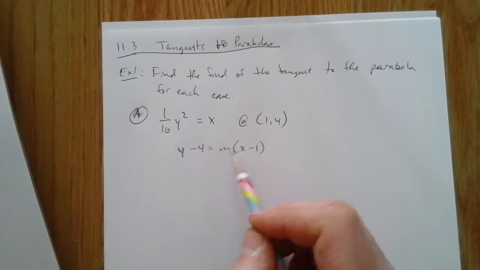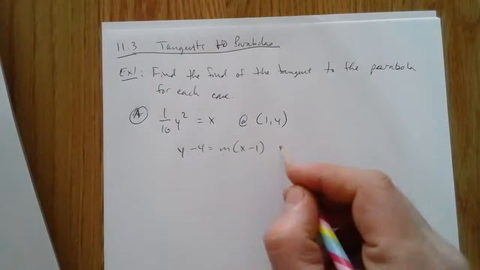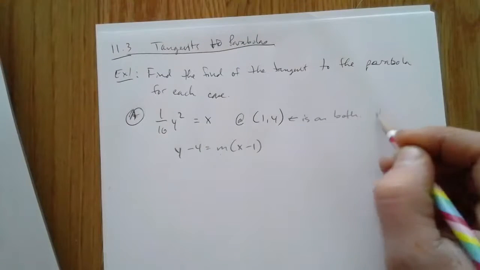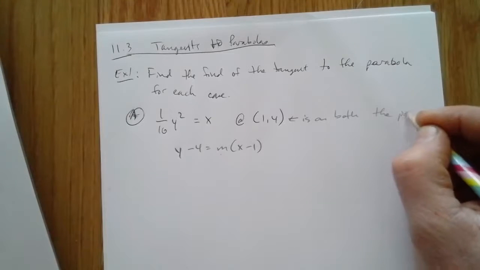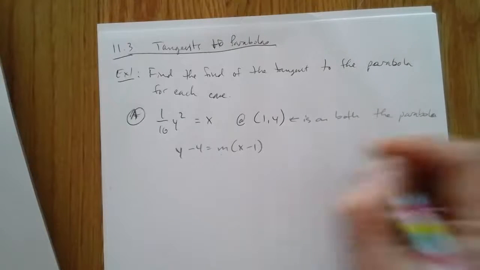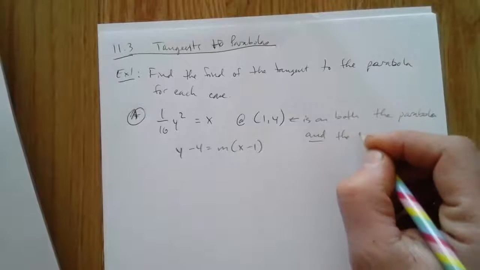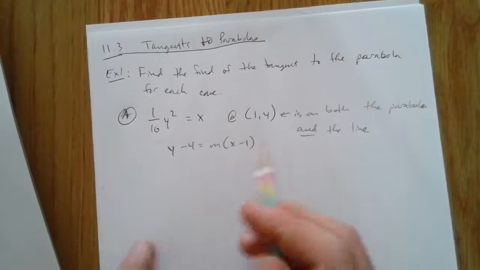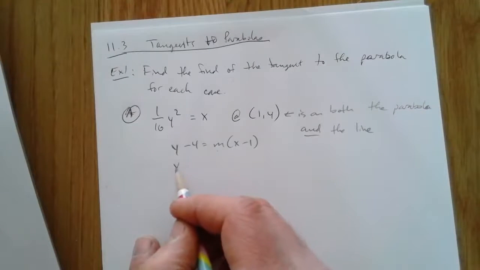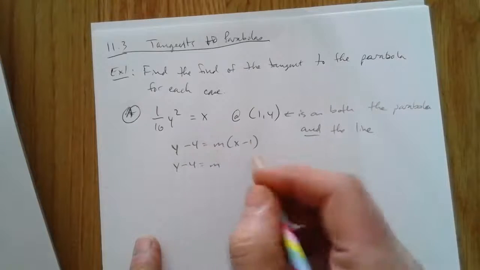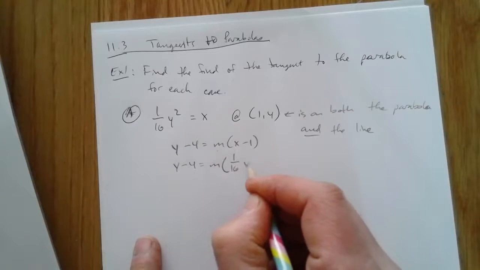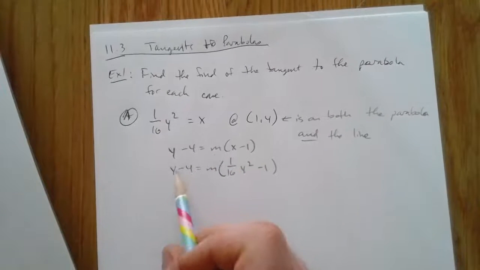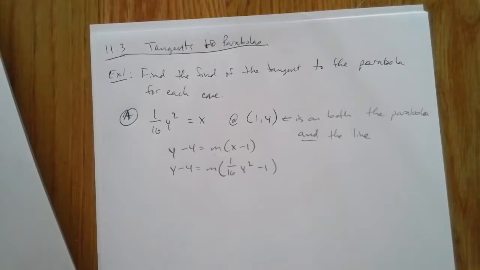We know that this point is on both the parabola and the line. So basically we need a case where both of these are true. Because it's on both, we can take this equation and replace the x with 1/16 y squared minus 1. Remember, that's what x is equivalent to. The nice part is we just have two variables instead of three now.